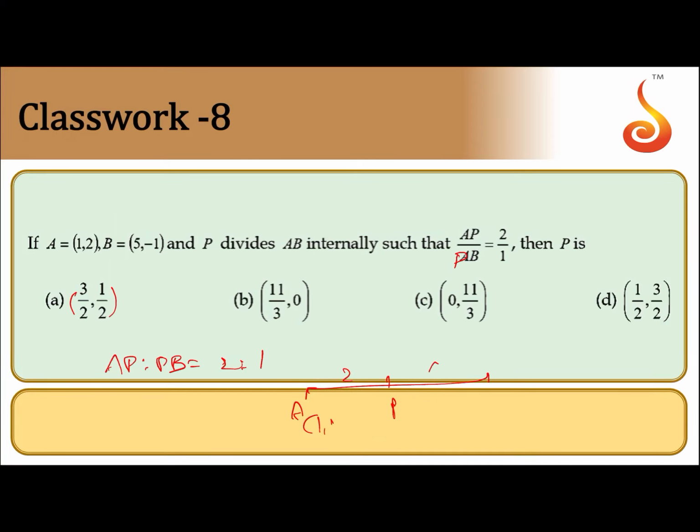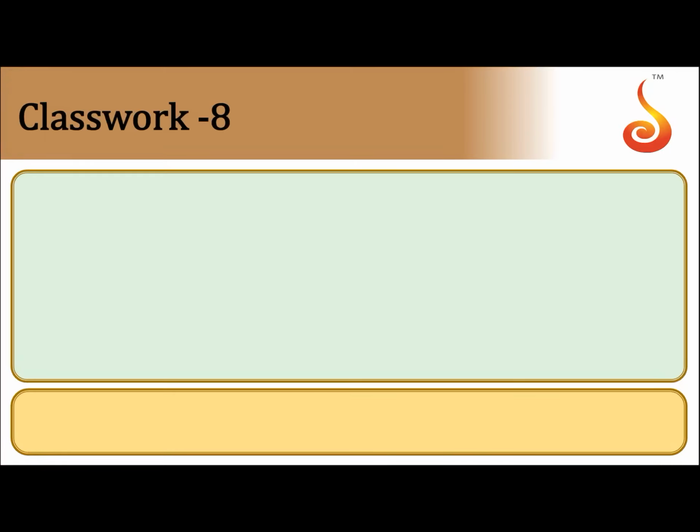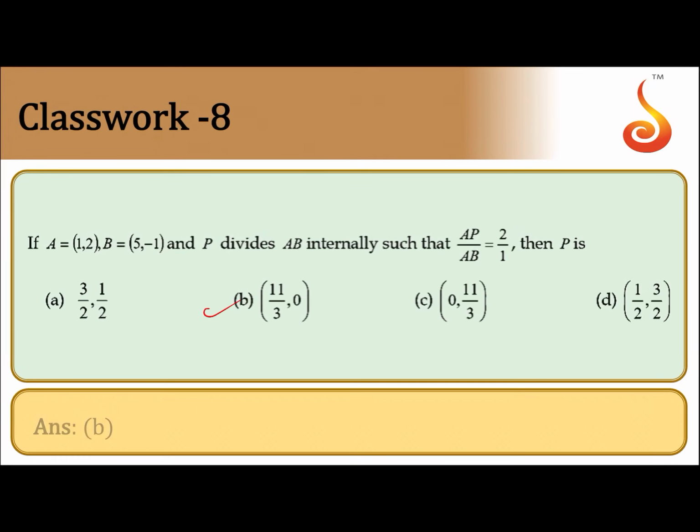A point is (1, 2) and B is (5, -1). It is just the section formula. 2 fives are 10 plus 1, 11, divided by 2, and -2 plus 2, 0. So the answer is the B option. So the answer is the B option here.